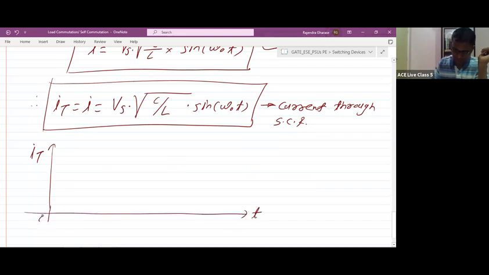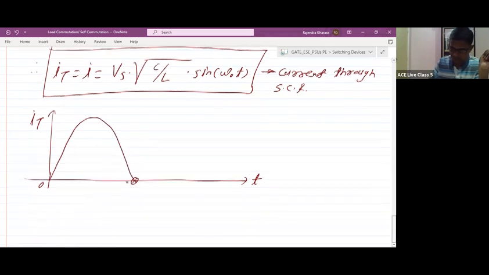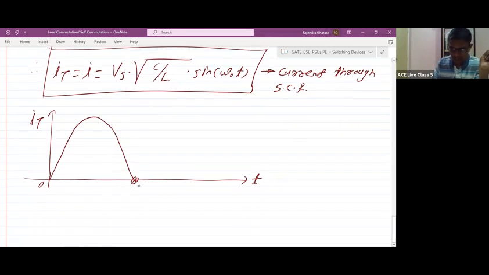This is the time axis. Let me write it as time. You can write it in the form of time or in the form of omega 0 t, it doesn't matter. Here, this instant is pi by omega 0, and this instant is pi by 2 omega 0. At t equal to pi by omega 0, you will get sine of omega 0 into pi by omega 0, which is sine of pi. Sine pi is 0, so that's why it is 0.